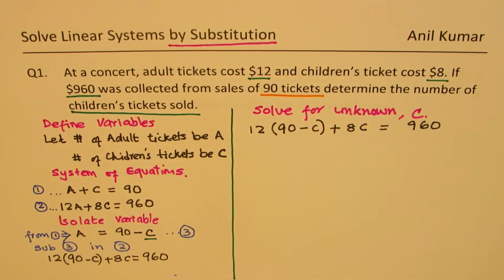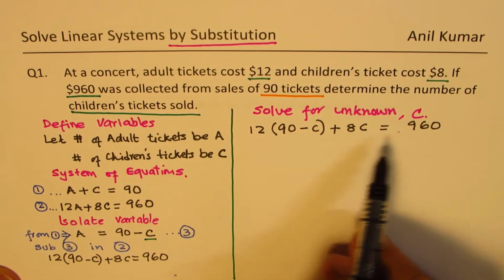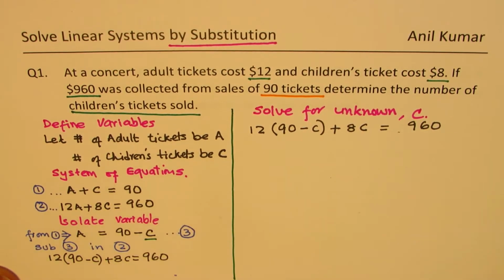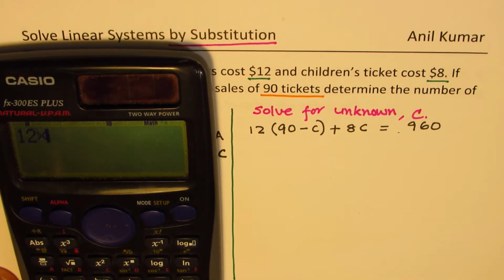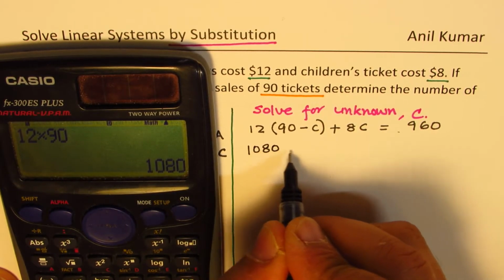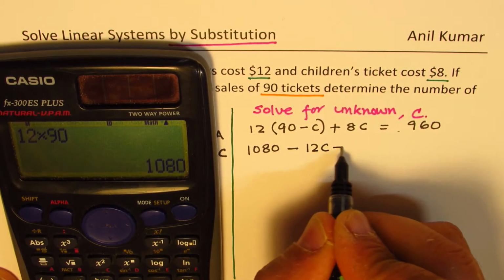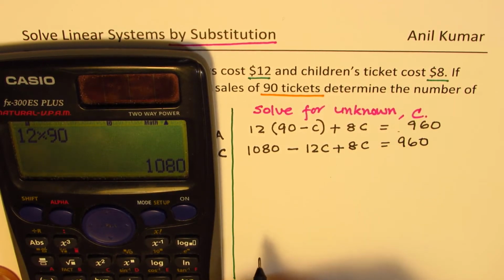So apply the distributive property, open the bracket. If you want, you could simplify this by dividing everything by 4 at this stage. You could do that, right? We can also use the calculator to solve this particular question. For all these questions, we'll need a calculator. So we'll do 12 times 90, which is 1080, minus 12C plus 8C equals 960.